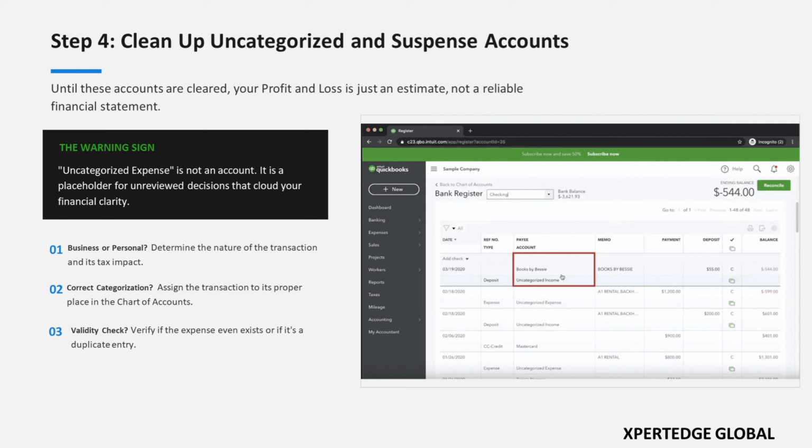After that, clean up uncategorized expense and any suspense accounts. These accounts exist because decisions were skipped. Until they're cleared, your profit and loss is only an estimate. Review each transaction and ask 3 questions. Is this business or personal? Is it categorized correctly, and does it even belong in the file, or is it a duplicate? Clearing these accounts brings clarity back to your reports.